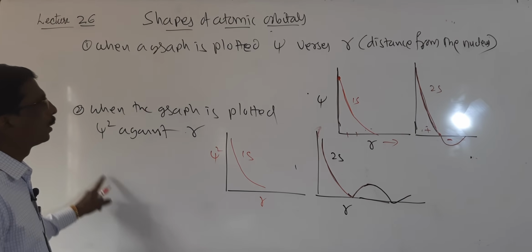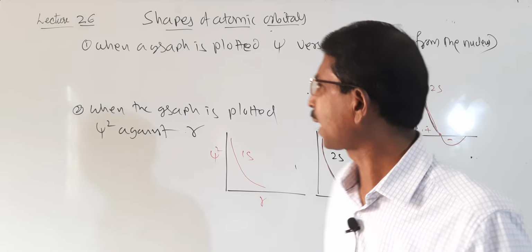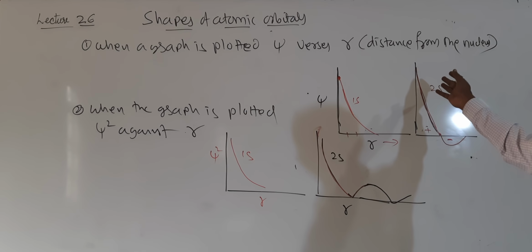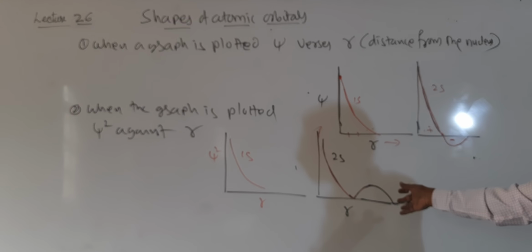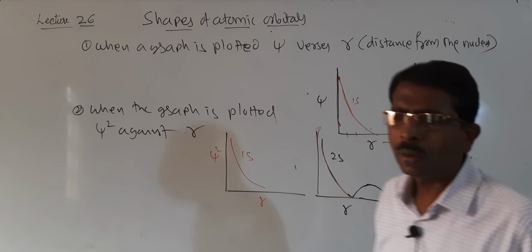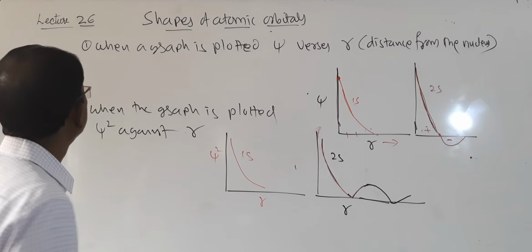So remember these two graphs. It is the graphical representation for psi versus r and psi square versus r. And here you will get what is called a node. And let us see one more question: what is a node?